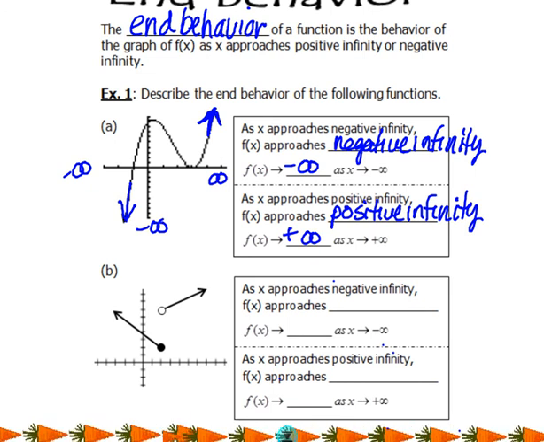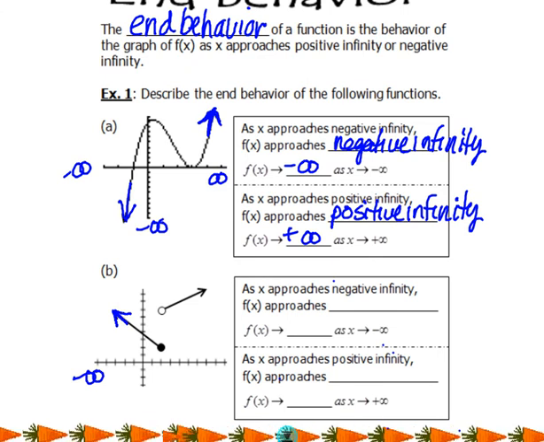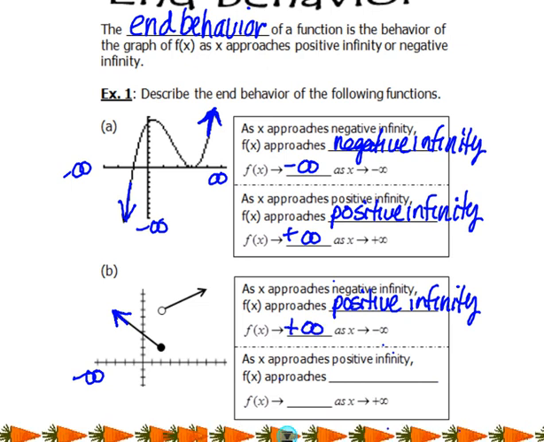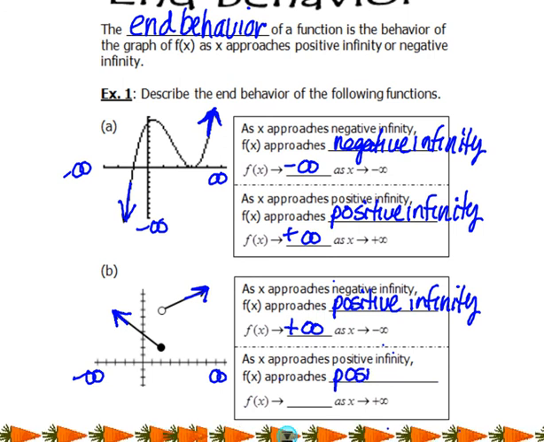All right, look at example B. As x approaches negative infinity, the left-hand side of our graph, what's the end behavior doing? It's going up in this case, so that's positive infinity, or positive infinity in symbols. And as x approaches positive infinity, the right-hand side of our graph, what's f of x doing? It's going up again, so that is also positive infinity.